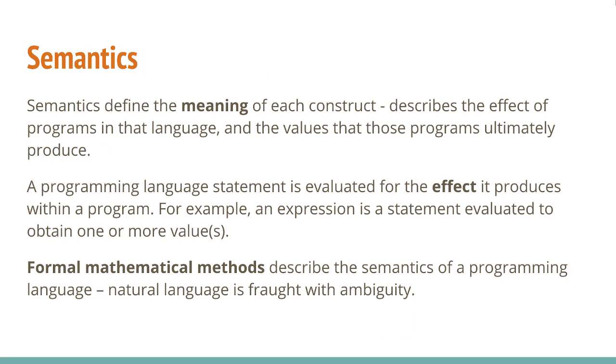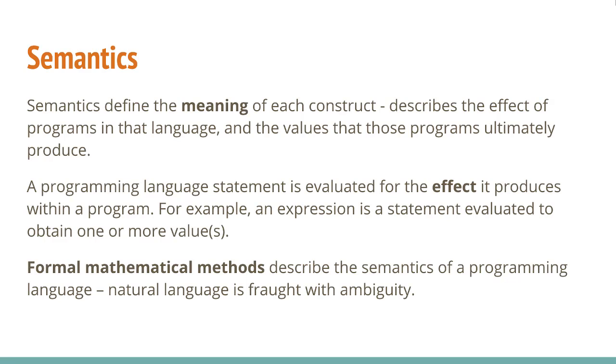So what is semantics? Well, semantics is what we're talking about when we talk about meaning. They define the meaning of each construct. Now, for programming, what that means is it describes the effect of programs in that language, C++, Java, what have you, and the values that those programs will ultimately produce. In other words, what do these statements, or what do these constructs actually do? What do they mean? A programming language statement is evaluated for the effect it produces within a program.